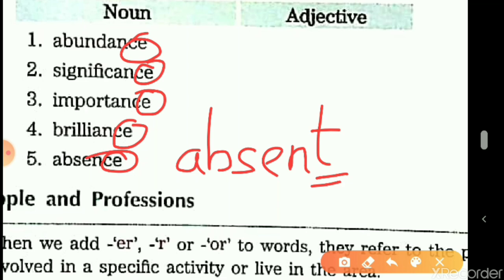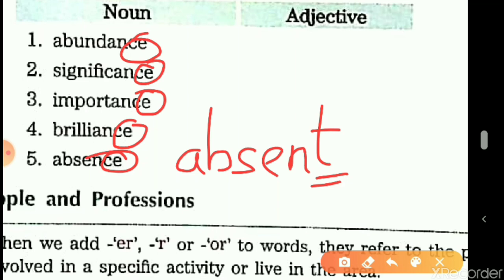One more example I'll give you. Patience. And if we remove the ce and add t, what will we get? Patient. That is patient. So I've given you two more examples.